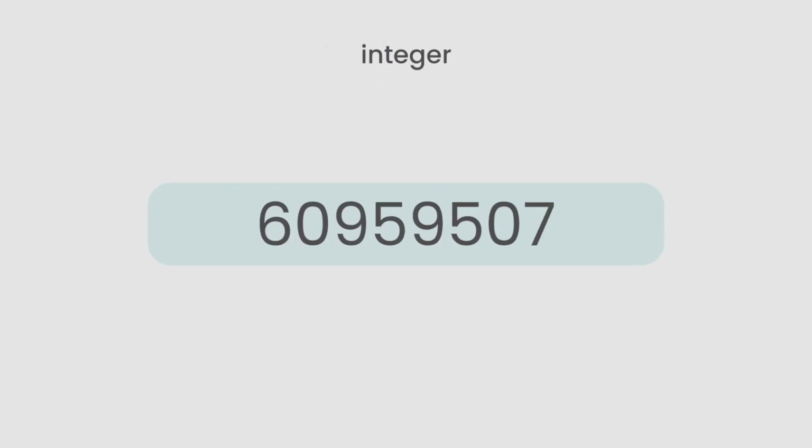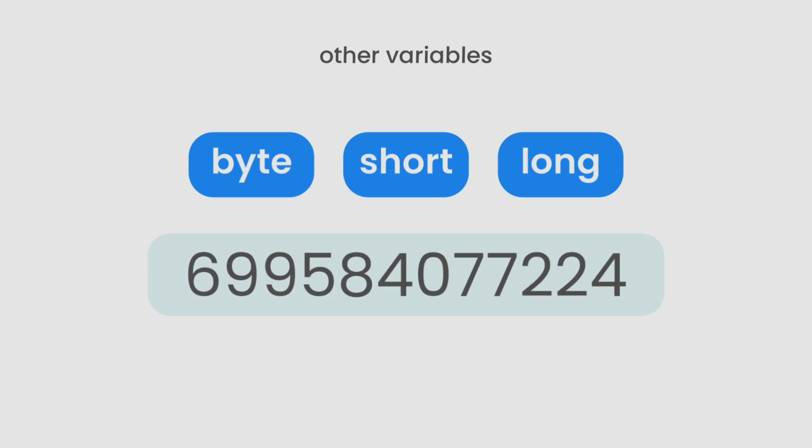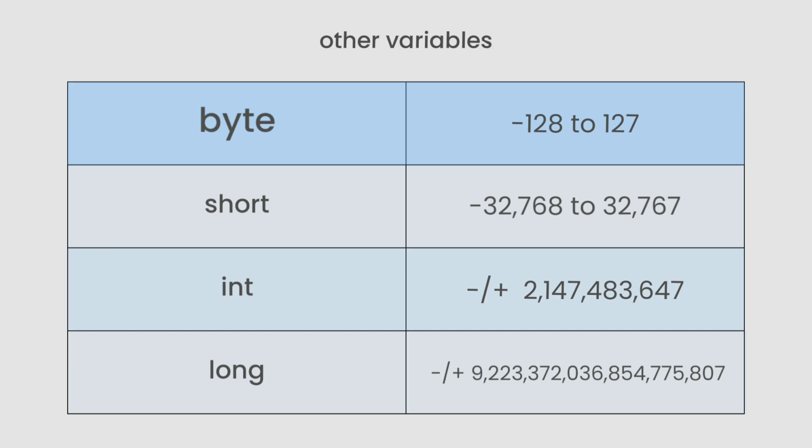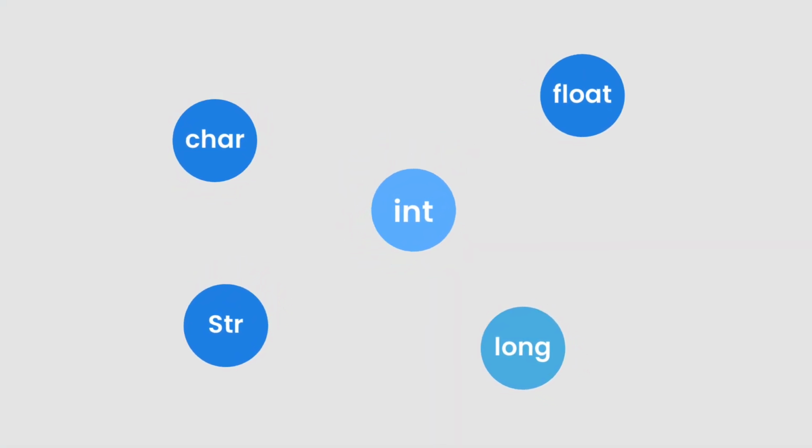Let's first understand the integer data type. It can store numbers, but not all numbers. It cannot store decimal numbers or numbers that exceed its size range. Other variables such as byte, short and long can also store numbers, but the difference lies in their size. For example, the byte variable can only store numbers ranging from minus 128 to plus 127, while the int variable can store numbers ranging from minus 2,147,483,648 to plus 2,147,483,647. There's no need to remember all of the specific details, but it's important to understand the general concept of how variables work in programming.